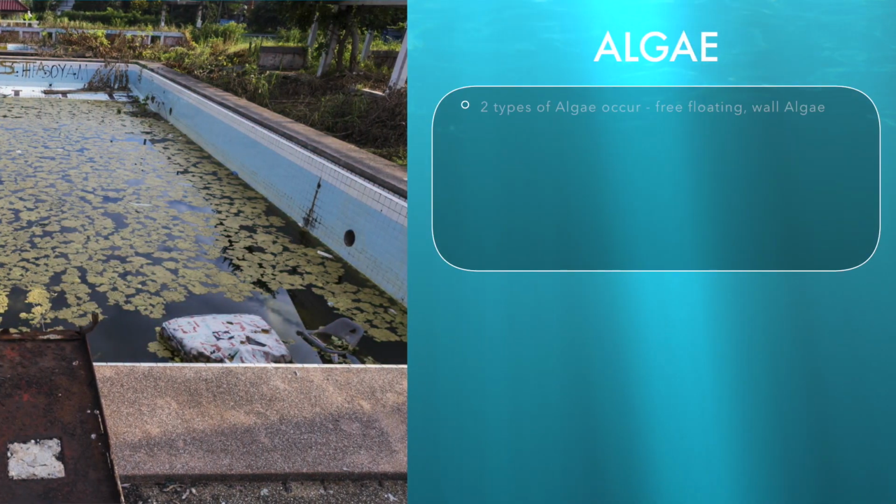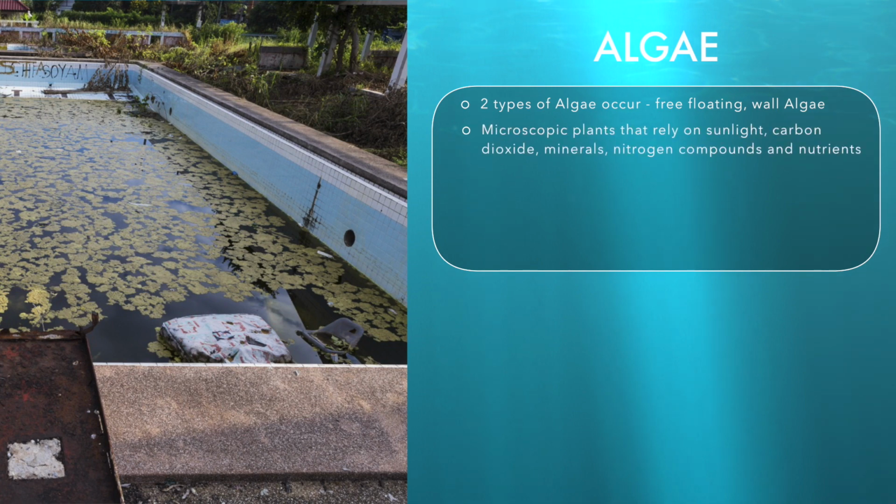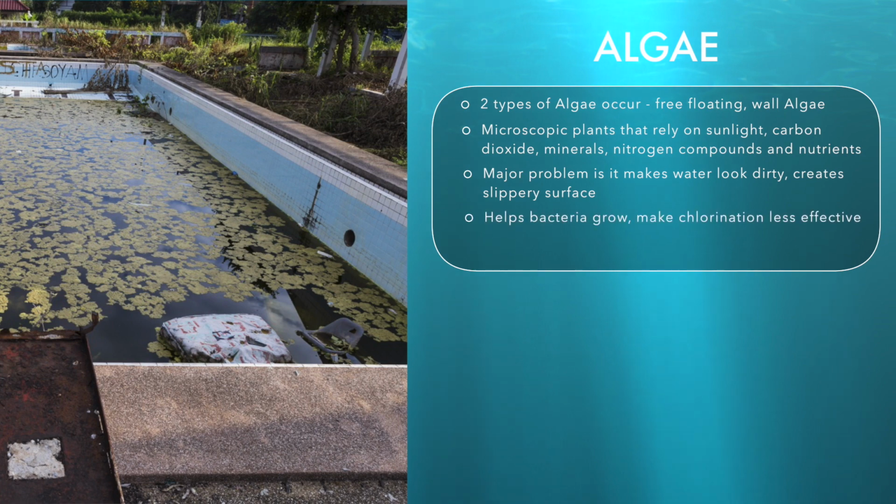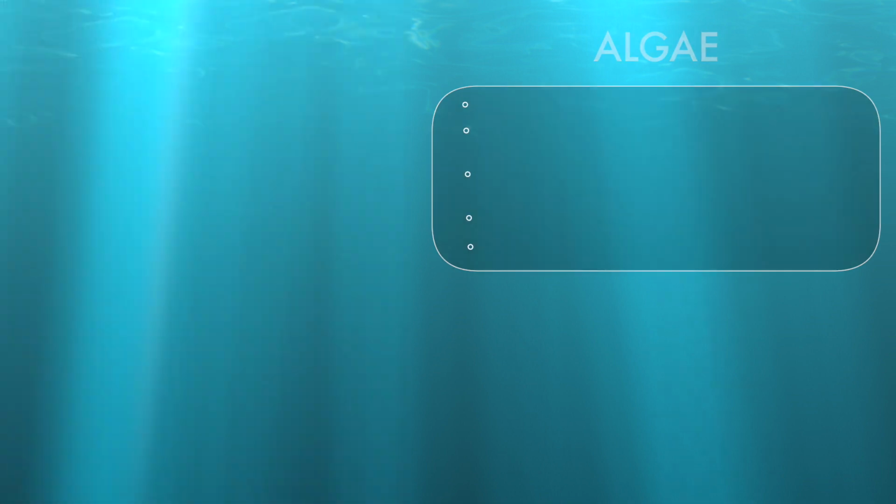Algae. There are 2 types of algae that occur in swimming pools: free-floating and wall algae. All algae are microscopic plants that rely on sunlight, carbon dioxide, minerals, nitrogen compounds, and nutrients to grow. The major problem with algae is it makes the water look dirty and creates slippery surfaces, which can cause accidents around the pool. Algae can also help bacteria grow and make chlorination a less effective disinfectant. Shock dosing up to 10 parts per million will eliminate algae growth.